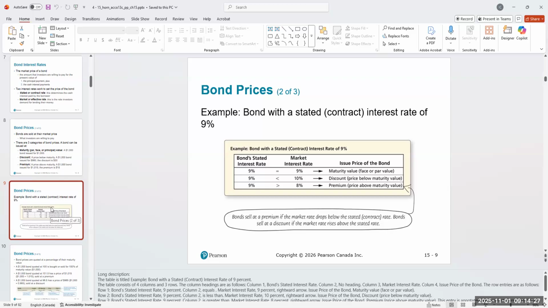Again, you're always comparing the market rate with the interest rate paid by the bonds. If both interest rates are equal, then you're going to get exactly the amount stated on the bond. If the market rate is higher than the interest rate on the bonds, then you're going to have a discount. You have to issue the bonds at a discount to attract the investors. And if you're paying a higher interest rate than the market, then you can ask investors for a premium.